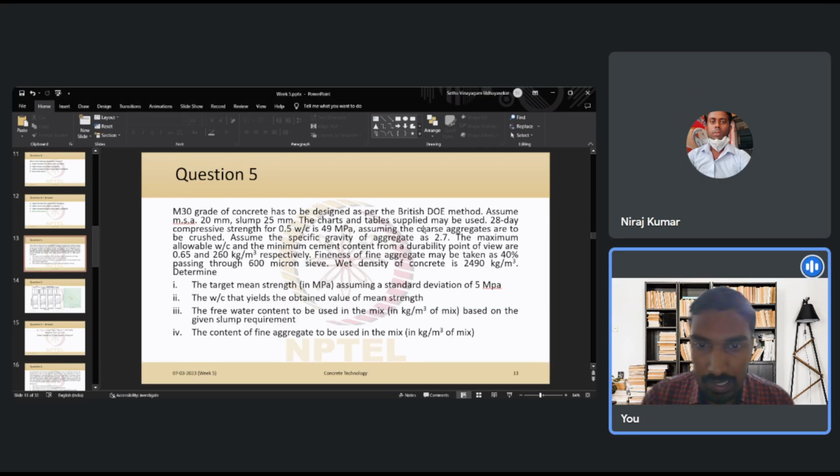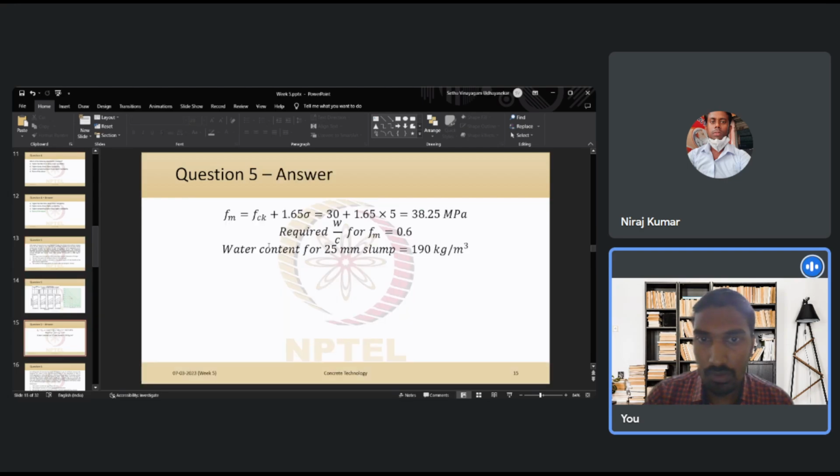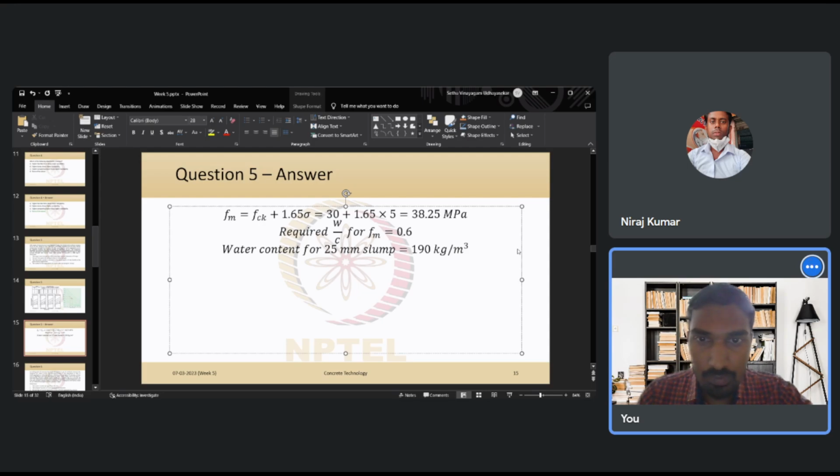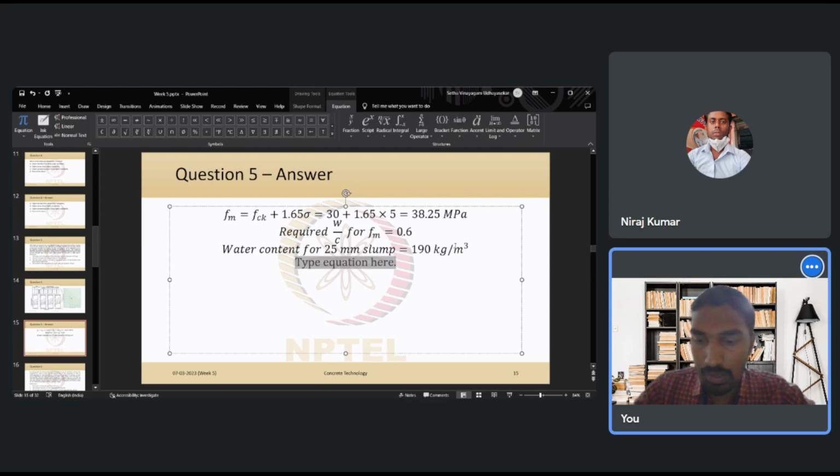The final quantity that we want to determine is the content of the fine aggregate to be used in the mix, right? But before we find that, we also need to know the cement content. So how do we find the cement content? We know the water to cement ratio, which is 0.6, and we also know the water content for the slump requirement, which is 190. So using those two we can find the cement content, right?